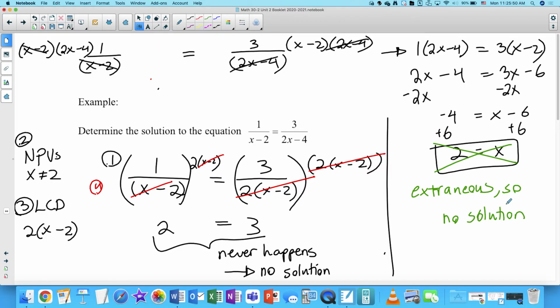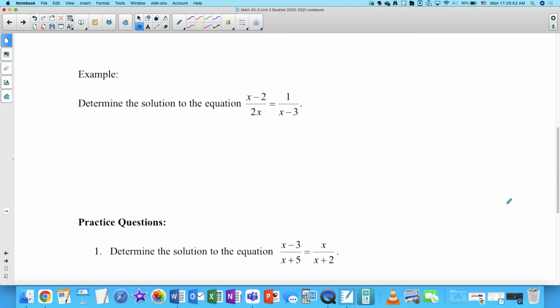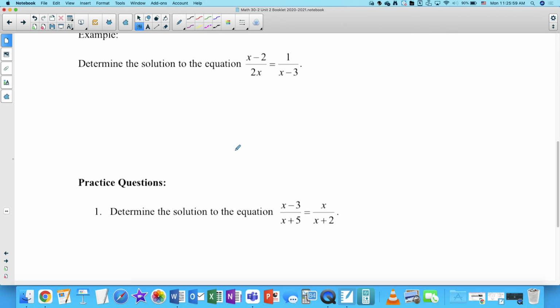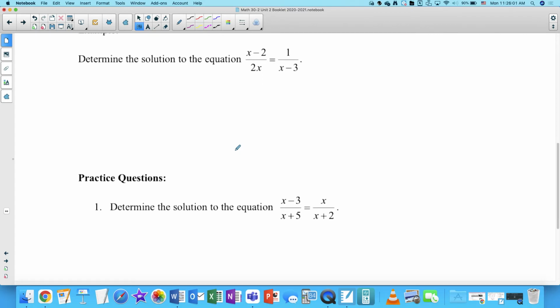Okay, let's try this guy. Determine the solution to the equation. X minus 2 over 2x equals 1 over x minus 3. Okay, so is there anything that we can factor here? Anything to factor? Nope. Okay. Non-permissible values.